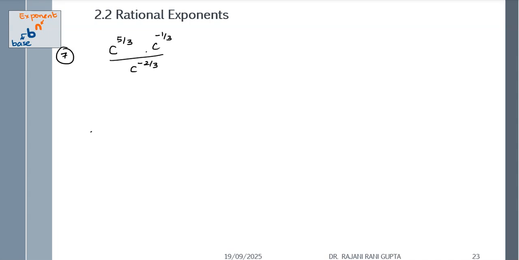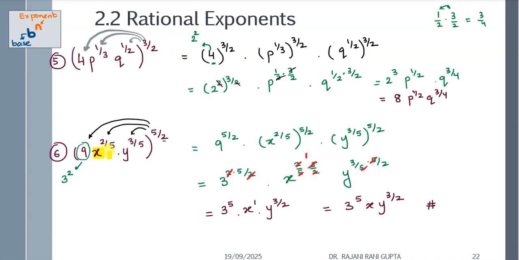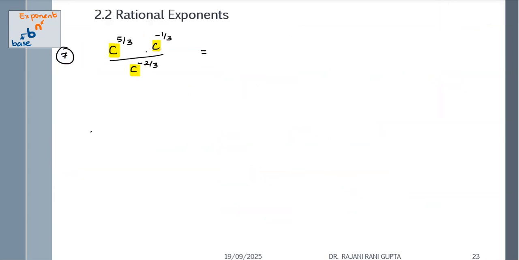Let's see how we can simplify this. So what you see here, all the bases are same. Unlike the previous one, where you had two different bases, x and y, here all bases are same. So how do you work this? First you solve the numerator. So it is 5 by 3 plus minus gives you minus 1 over 3 divided by c to the power minus 2 over 3. So this will give you 5 over 3 minus 1 over 3, that is 5 minus 1, 4 over 3, and c to the power minus 2 over 3.